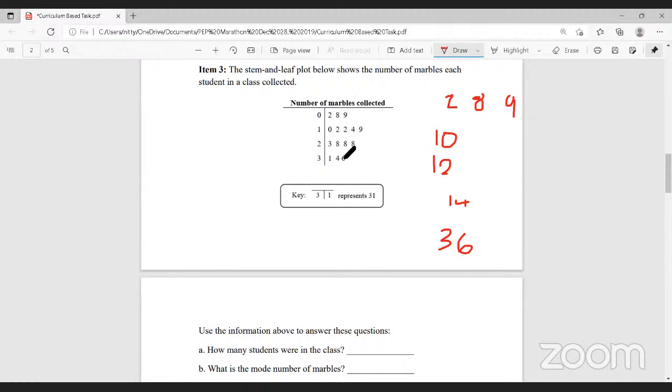All right, so do we understand that so far? And the key also helps you to understand this. It says that 3 on this side and 1 on this side represents 31. So the key will also help you to understand this graph. All right, now let us go to the first question.